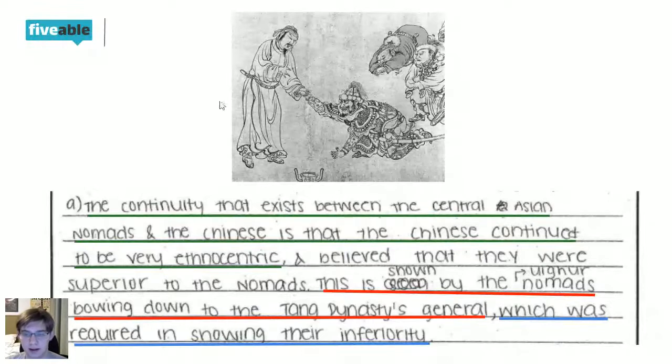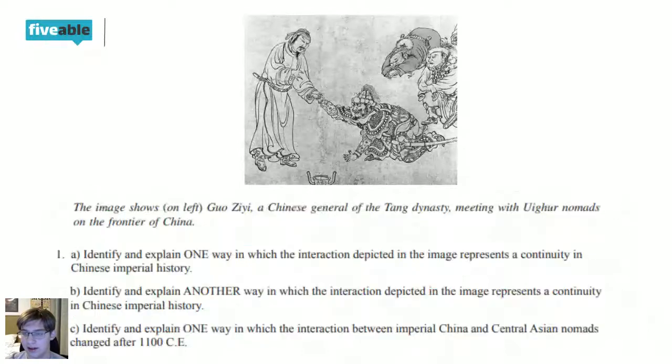All right. So identify and explain another way in which the interaction depicted in the image represents a continuity in Chinese imperial history. Basically, this question is asking the same question. It's just saying, name another one. If you can't think of another one, that's okay. We'll go over the answer.